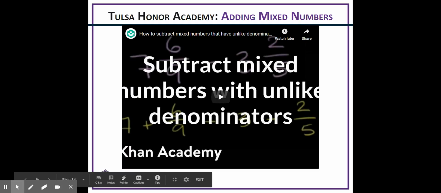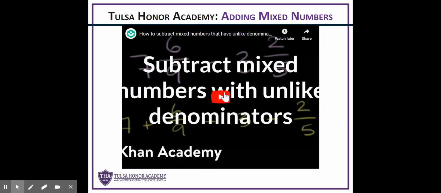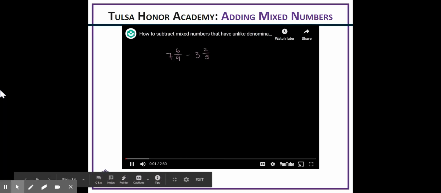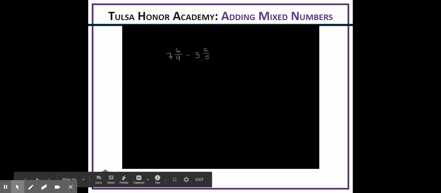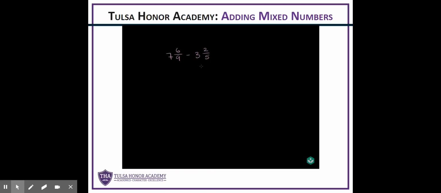Next, we're going to have an example with subtracting mixed numbers with unlike denominators. Let's try to evaluate 7 and 6/9 minus 3 and 2/5. So like always, I like to separate out the whole number parts from the fractional parts. This is the same thing as 7 plus 6/9 minus 3 minus 2/5. And the reason why I'm saying minus 3 minus 2/5 is this is the same thing as minus the quantity 3 plus 2/5. And so you distribute the negative sign. You're subtracting a 3, and then you're subtracting the 2/5.